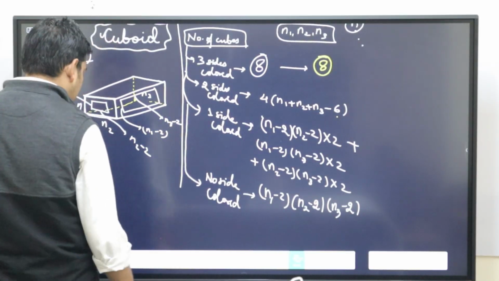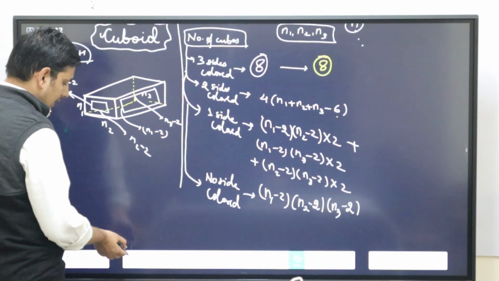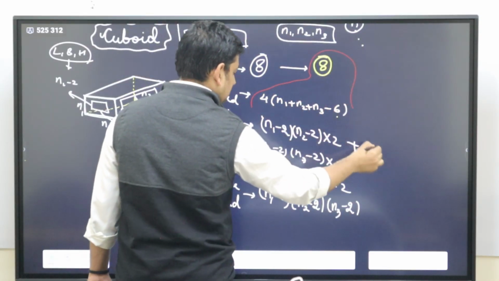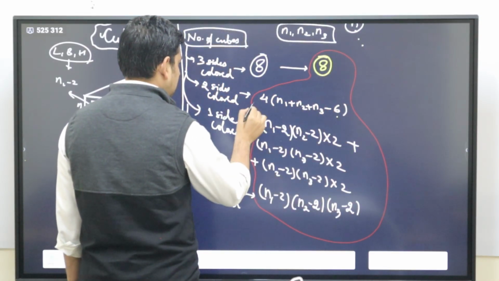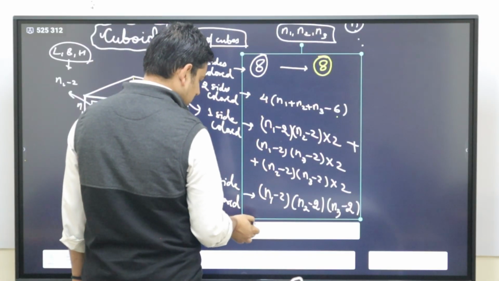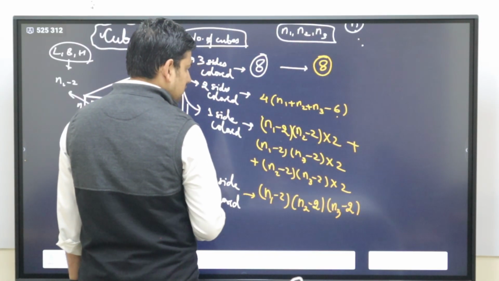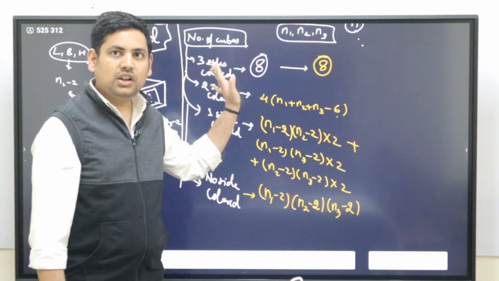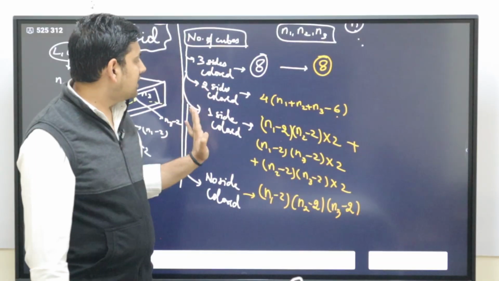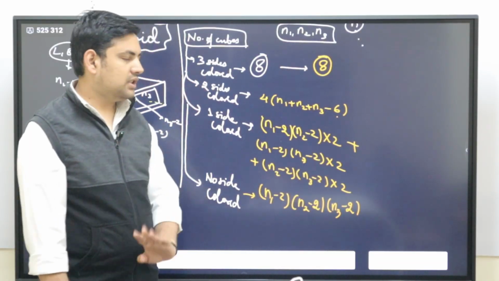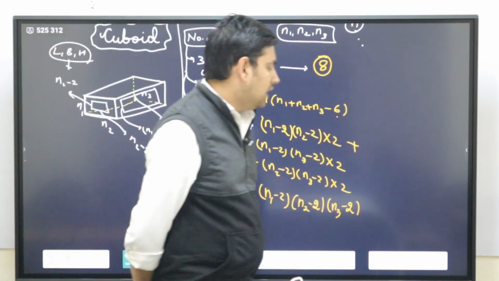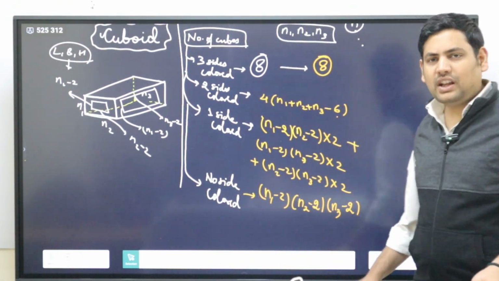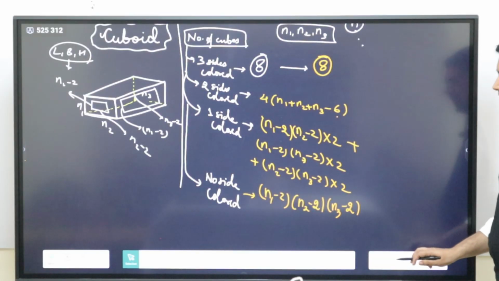This is the complete set of formulas. Got it? This is the formula for 3 sides colored, 2 sides colored, 1 side colored and no side colored. That's it. Now let's see a question from 2023 that was the most difficult from this chapter.